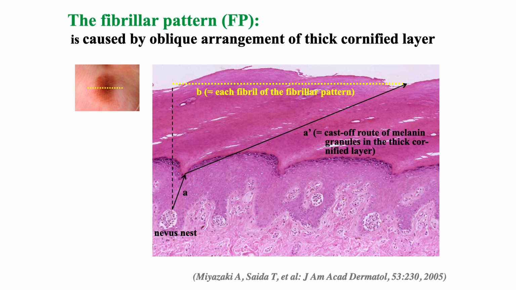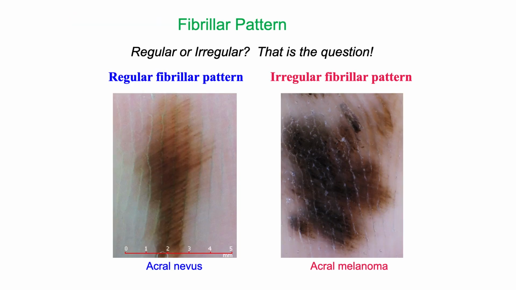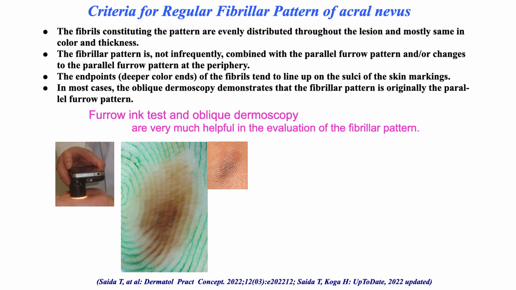This slide explains the genesis of the fibrillar pattern. The fibrillar pattern is caused by oblique arrangement of the thick cornified layer due to pressure from the body weight. Thus, the fibrillar pattern can be seen also in acral melanoma located on the pressured area of the sole. We must differentiate the regular fibrillar pattern of acral nevus from the irregular fibrillar pattern of acral melanoma.